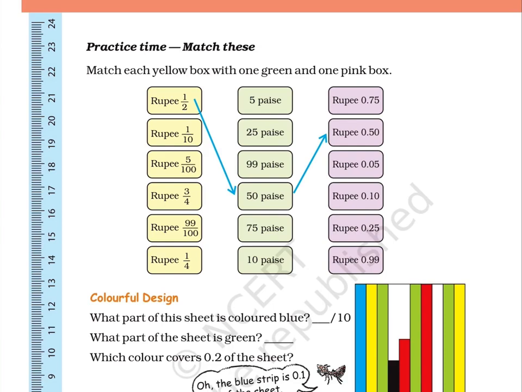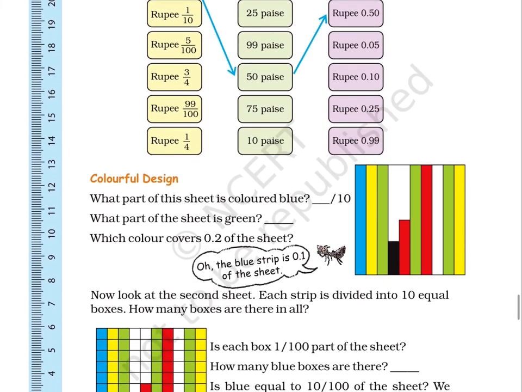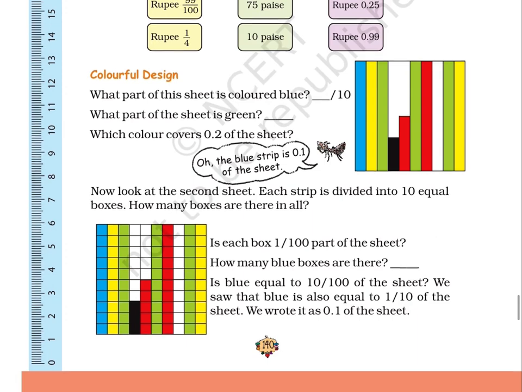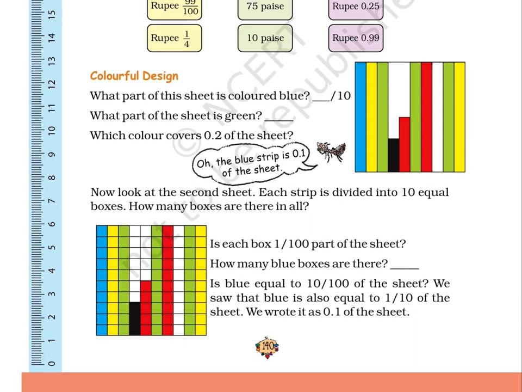So this is how the 3 columns will match. You got it? Colorful design. To the right side of the page we see a small colored sheet with lots and lots of stripes going from top to bottom. Observe the sheet carefully and answer these questions.